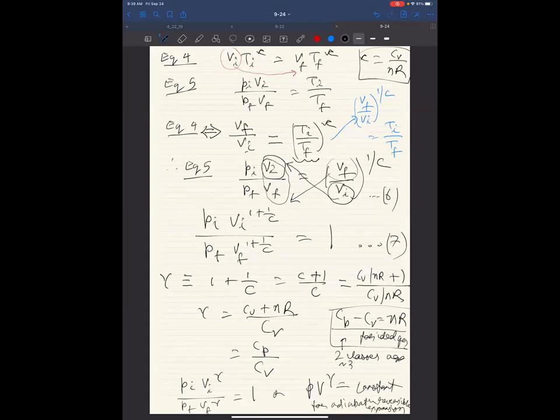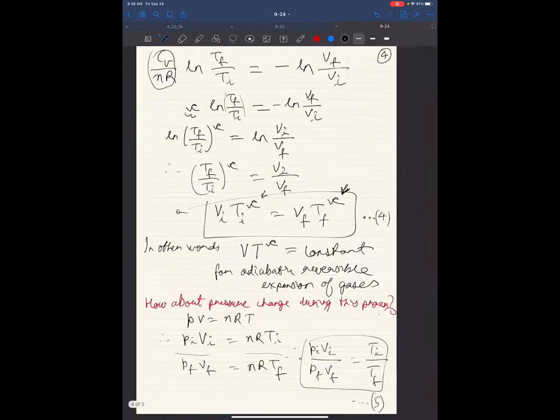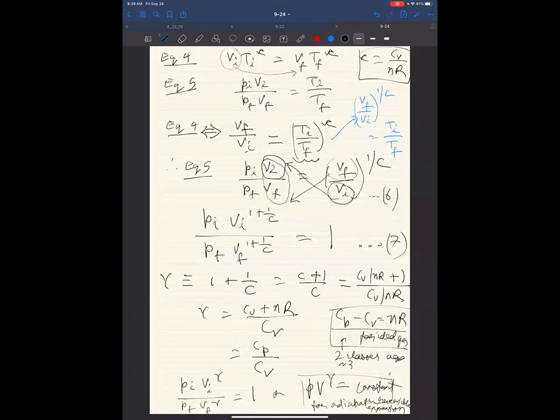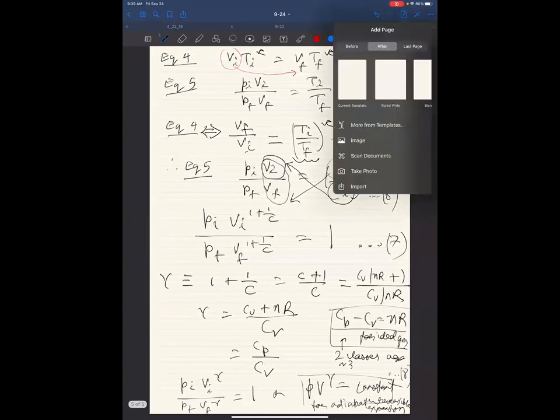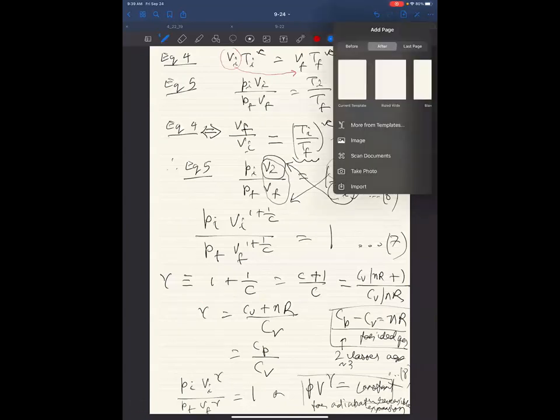So now we can summarize both our equations. So we had equation number 4 earlier, and now we have this equation number 8. So we can write down our equations for, this is page number 5, page number 6. Summary of this material is that PV to the power gamma is equal to constant.